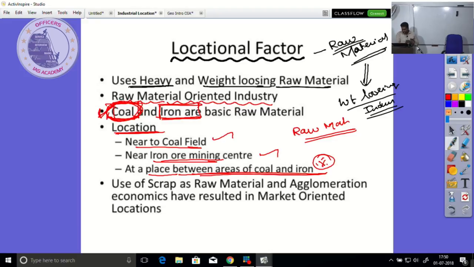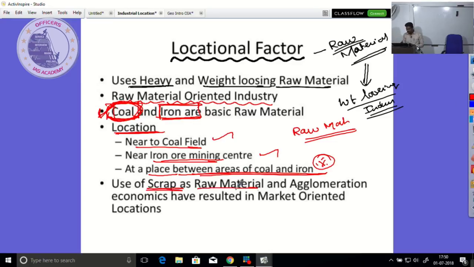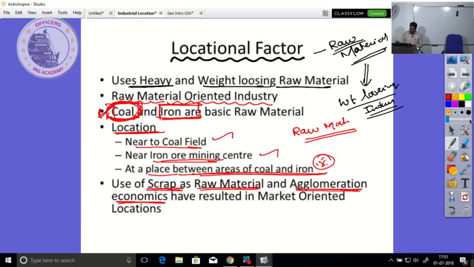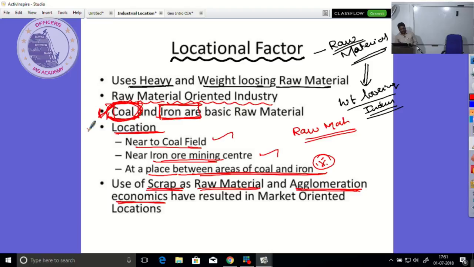Right. What has in recent times changed the scenario is the use of scrap as raw material. Not only that, agglomerations, almost the confluence of many other related industries, have also changed the locational aspect of these industries. But still, when I talk about the large scale setup of these industries, the concentrated location of iron and steel industries, we find at the place where both coal and iron are available.